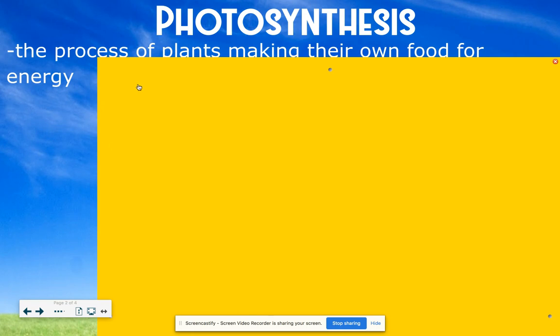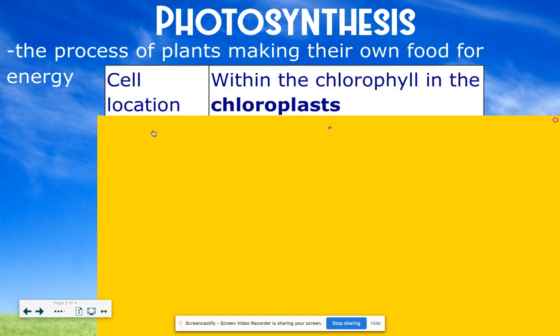Okay, so photosynthesis is the process of plants making their own food for energy. Plants don't have mouths and take in food like we do, so they make their own food and then they process it for energy. The location of photosynthesis is mainly in the chloroplast. The chloroplasts are an organelle within a plant cell, and inside of those chloroplasts are what look like little green discs, stacked on top of each other. Those are the chlorophyll. So, it's specifically the chlorophyll within the chloroplast of a plant cell.